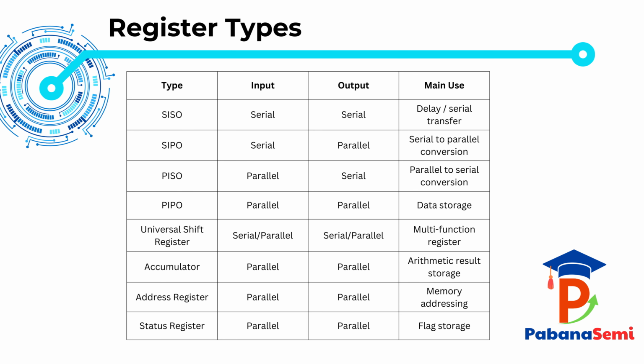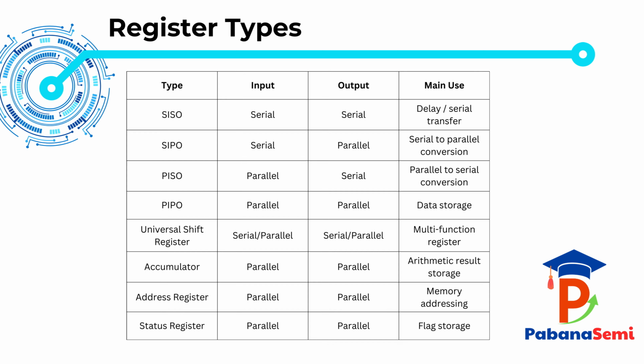Now the different types of registers used in digital systems. First, we have the SISO register. What does it mean? It stands for serial in, serial out. In this register, data enters 1 bit at a time, and it also leaves 1 bit at a time. It is commonly used for serial data transfer and delay operations.